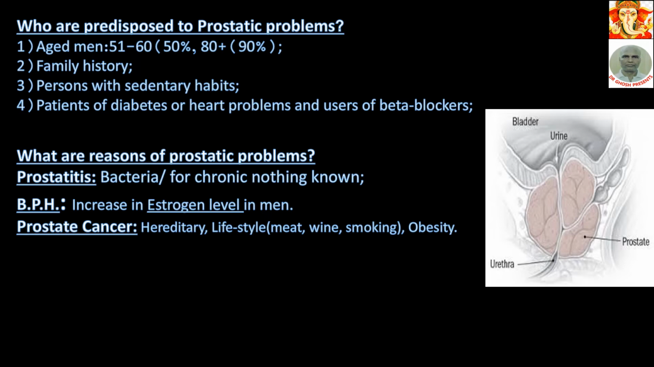What are the reasons of prostatic problem? Prostatitis, bacteria, or chronic. For chronic, nothing is known, it is unknown, but chronic prostatitis is there. Reasons are quite not known. BPH, increase in estrogen level in men. Now you may be astonished how estrogen comes here. Estrogen is a female hormone.